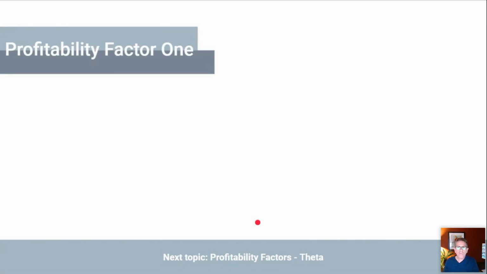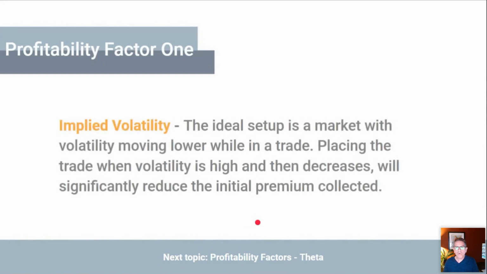All right, so let's talk about the profitability factors in options, and this is really important as well. Implied volatility. The ideal setup is that when implied volatility is high and it goes down, what happens is the premium prices go down.